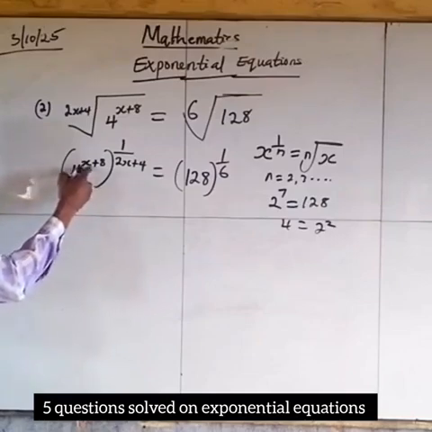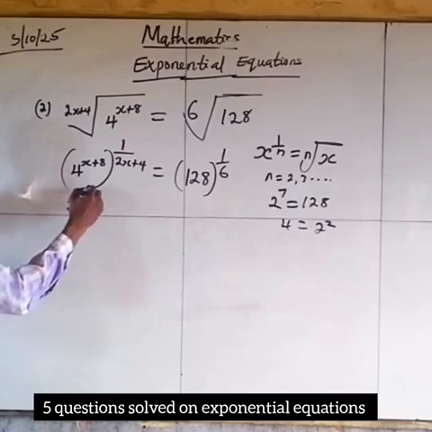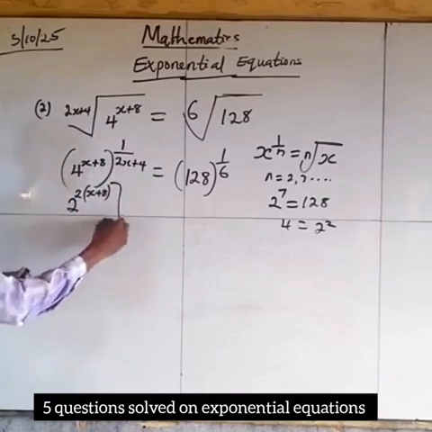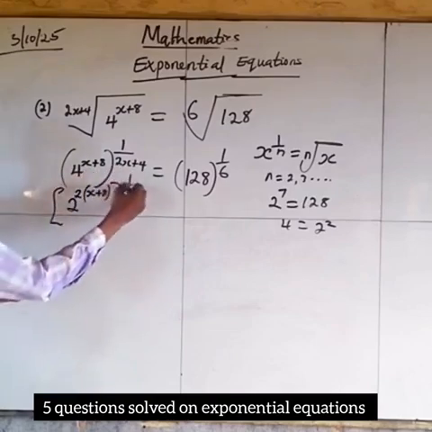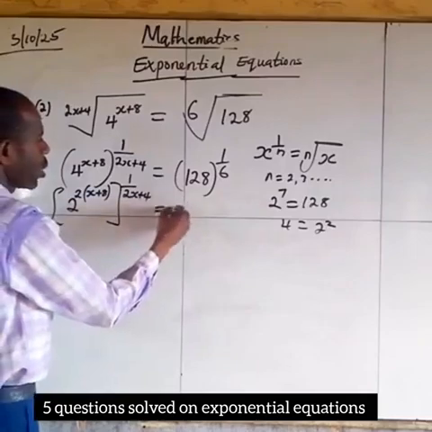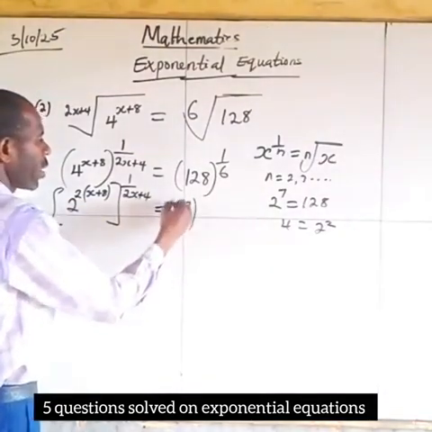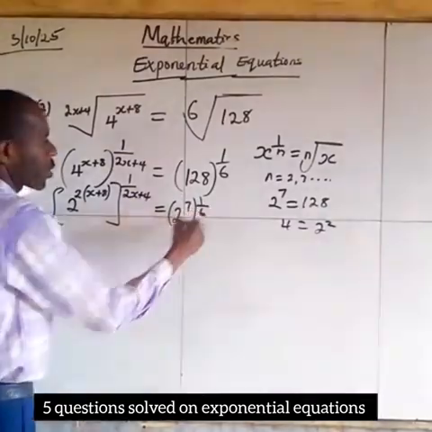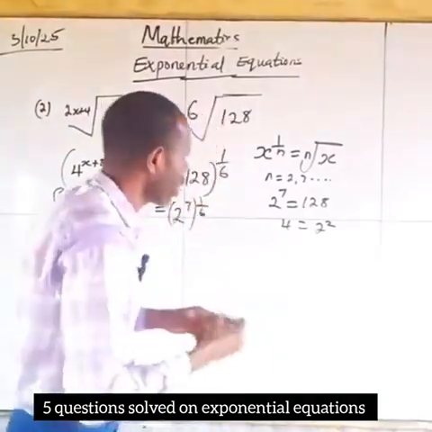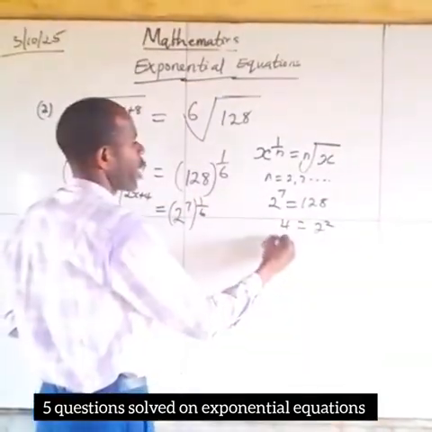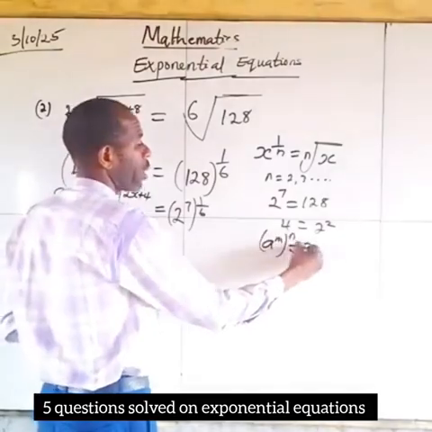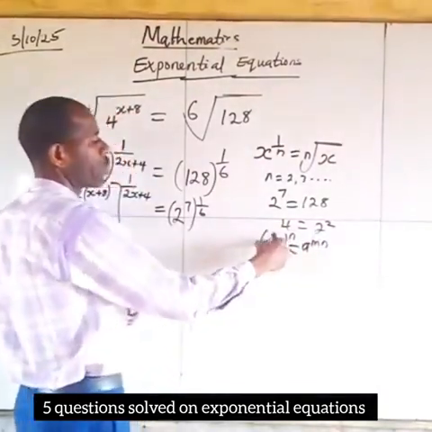Then because this one is already a power, it will multiply it. That is x plus 8. Then we have 1 over 2x plus 4. Now let us break this one into 2 to the power 7, then 1 over 6. Now let us go to the law of indices where we have a raised to the power m, and n outside as the power. What you do, this becomes a to the power m times n. Now this will multiply this.